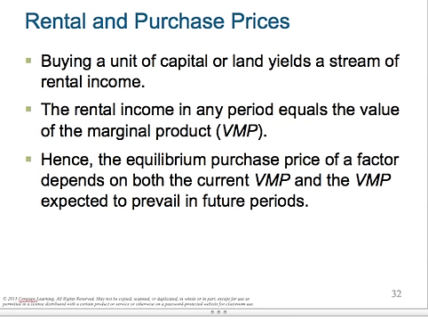Hence, the equilibrium purchase price of a factor depends on both the current value of marginal product and the value of marginal product expected to prevail in future periods, because you're not just renting it for today, you're renting it for a year, 2 years, whatever. You're purchasing it for a year or 2 years.